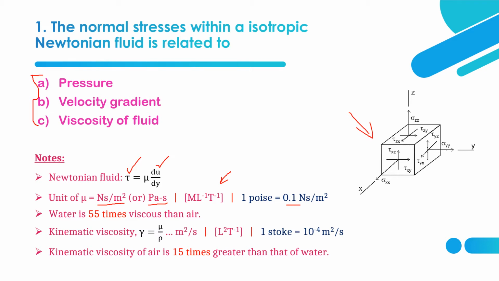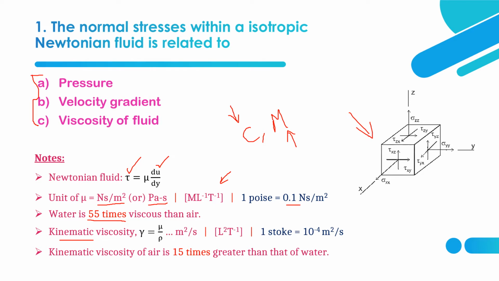Water is 55 times more viscous than air. So water has high viscosity compared to air, and air has very little viscosity. Viscosity of water is given by cohesion, and in the case of air, viscosity is provided by molecular momentum transfer. So there are two things: cohesion and molecular momentum transfer. In liquids, viscosity is due to cohesion, and in air, it is due to molecular momentum transfer. And there is another thing, kinematic viscosity, which is the ratio of dynamic viscosity to density of that fluid.